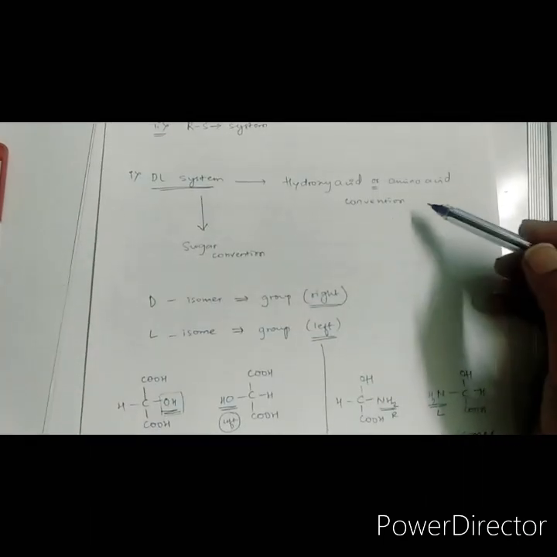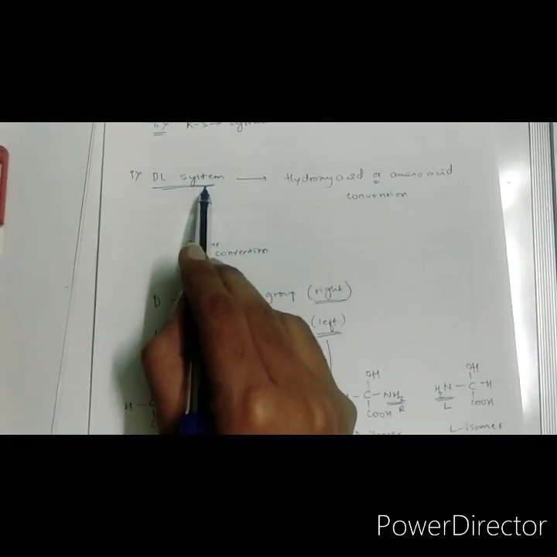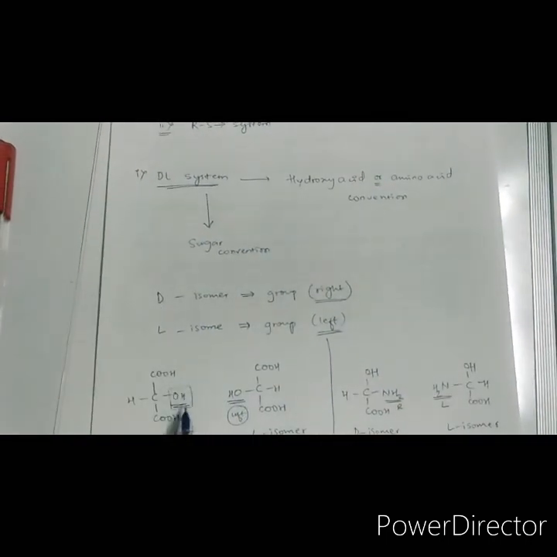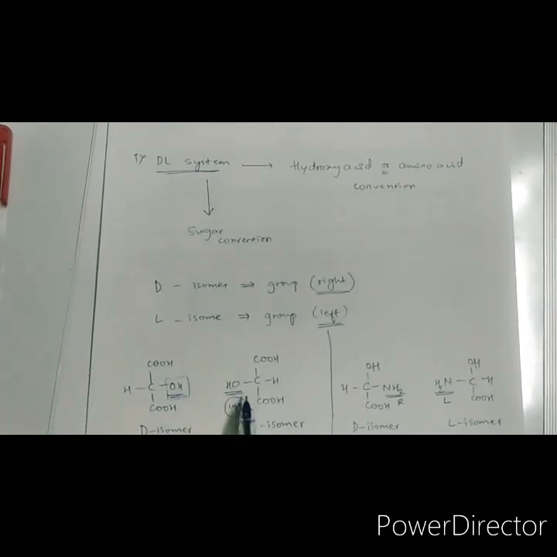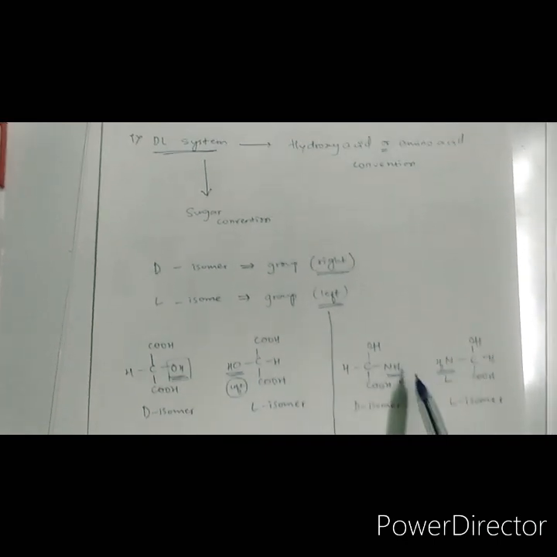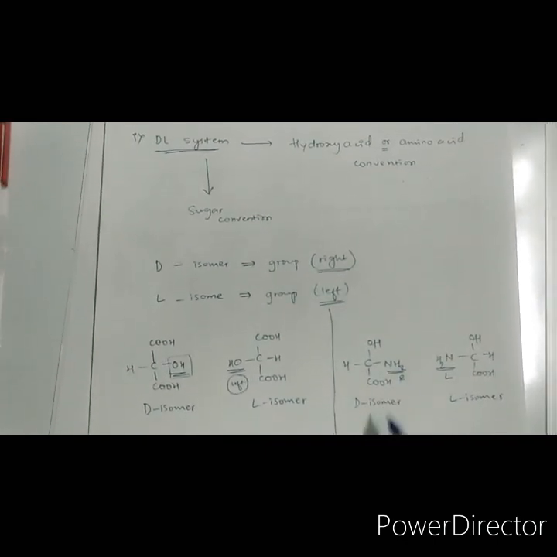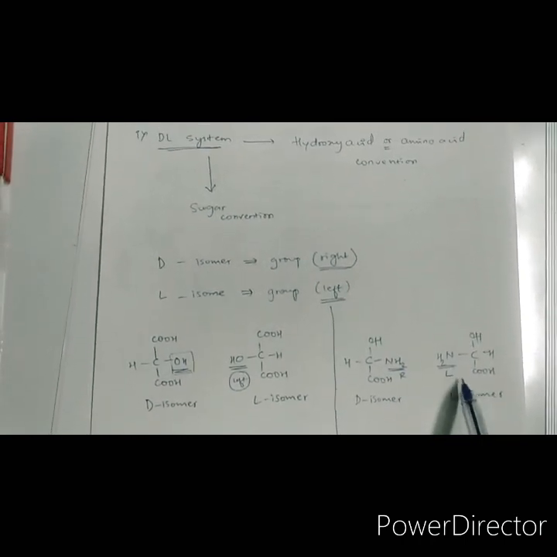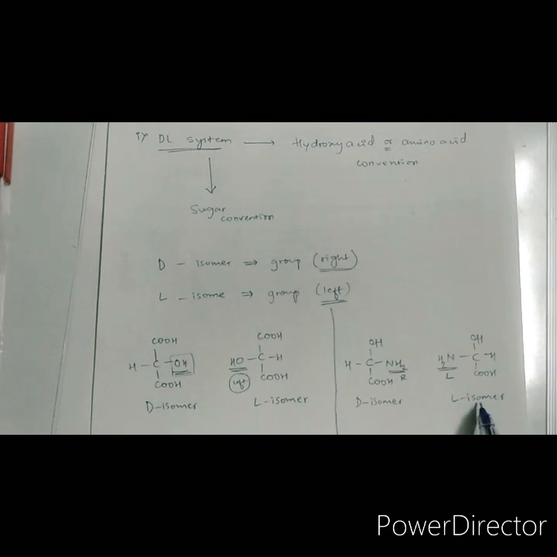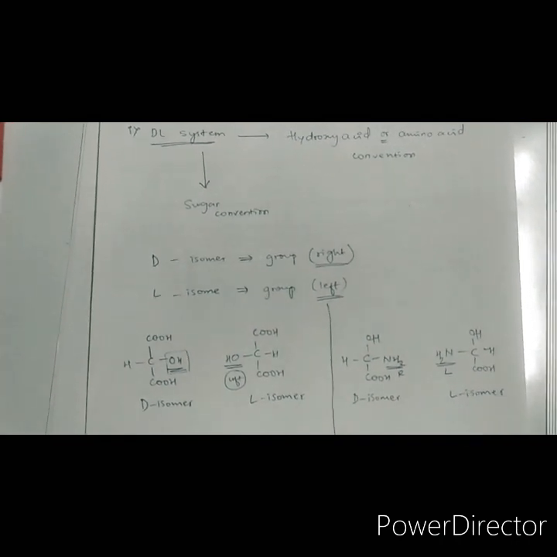So this is how we define the hydroxy acid or amino acid convention of the DL system, to define whether the isomer is D or L based on the presence of the hydroxy group on the right hand side and left hand side respectively, and based on the amino group, that is, it is a D isomer if it is present on the right hand side, and if it is present on the left hand side of the molecule, then it is defined as an L isomer. So now how to define the sugar convention?